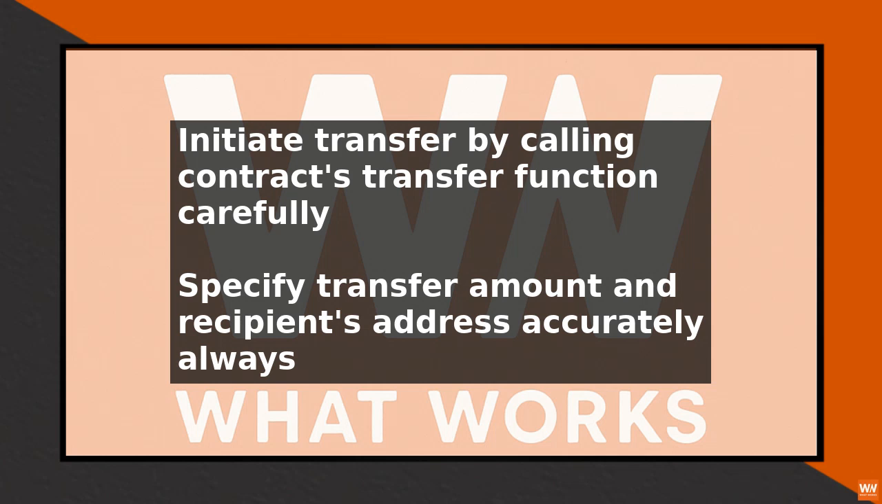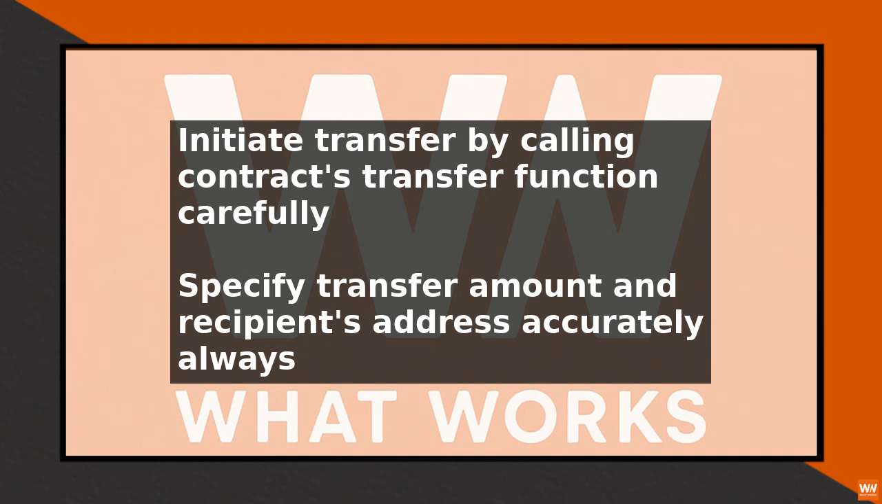Before initiating the transfer, make sure to check the contract's balance to ensure it has sufficient ETH to cover the transfer amount. You should also verify the recipient's address to avoid sending ETH to the wrong address. Once you have initiated the transfer, you can track the transaction on a blockchain explorer website. It may take a few minutes for the transaction to be confirmed, depending on the network congestion and gas prices.